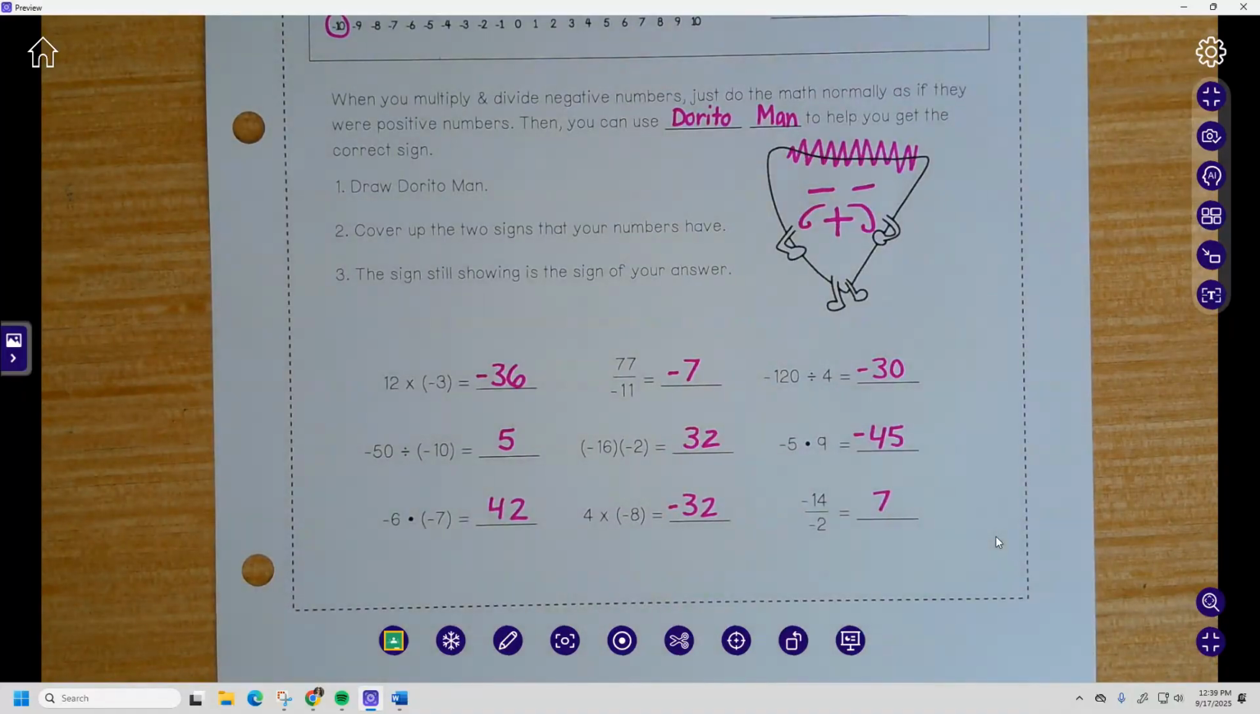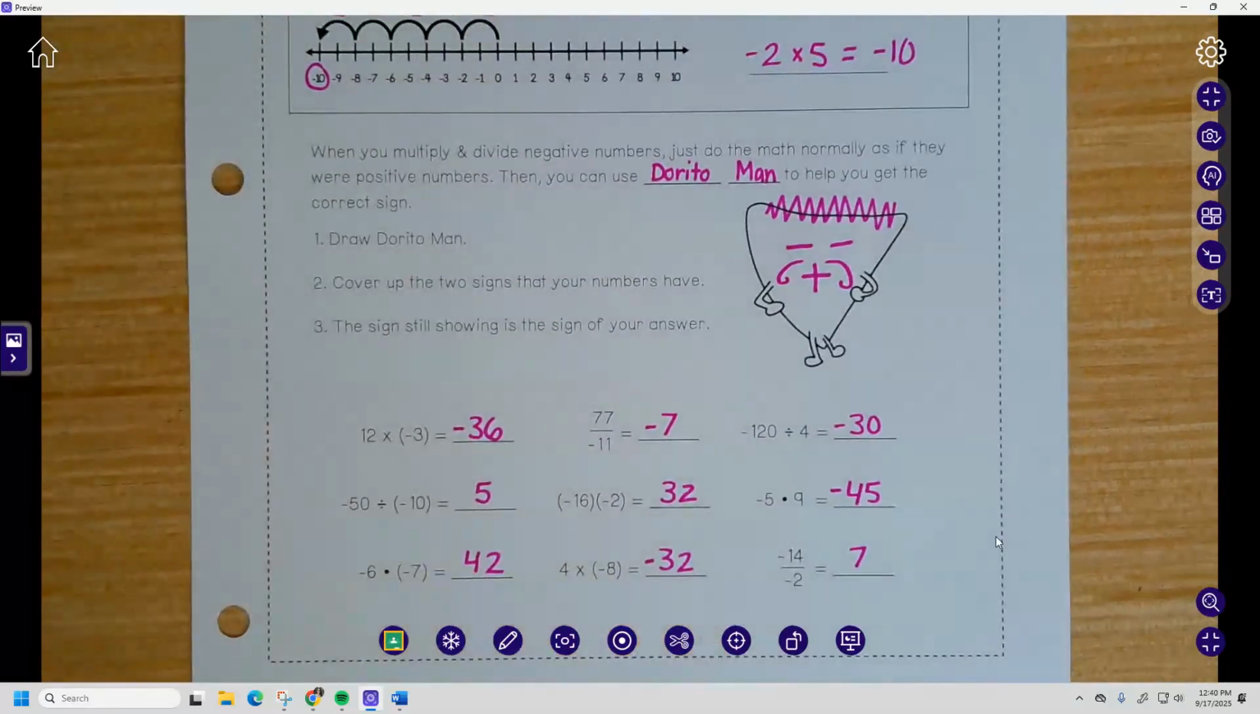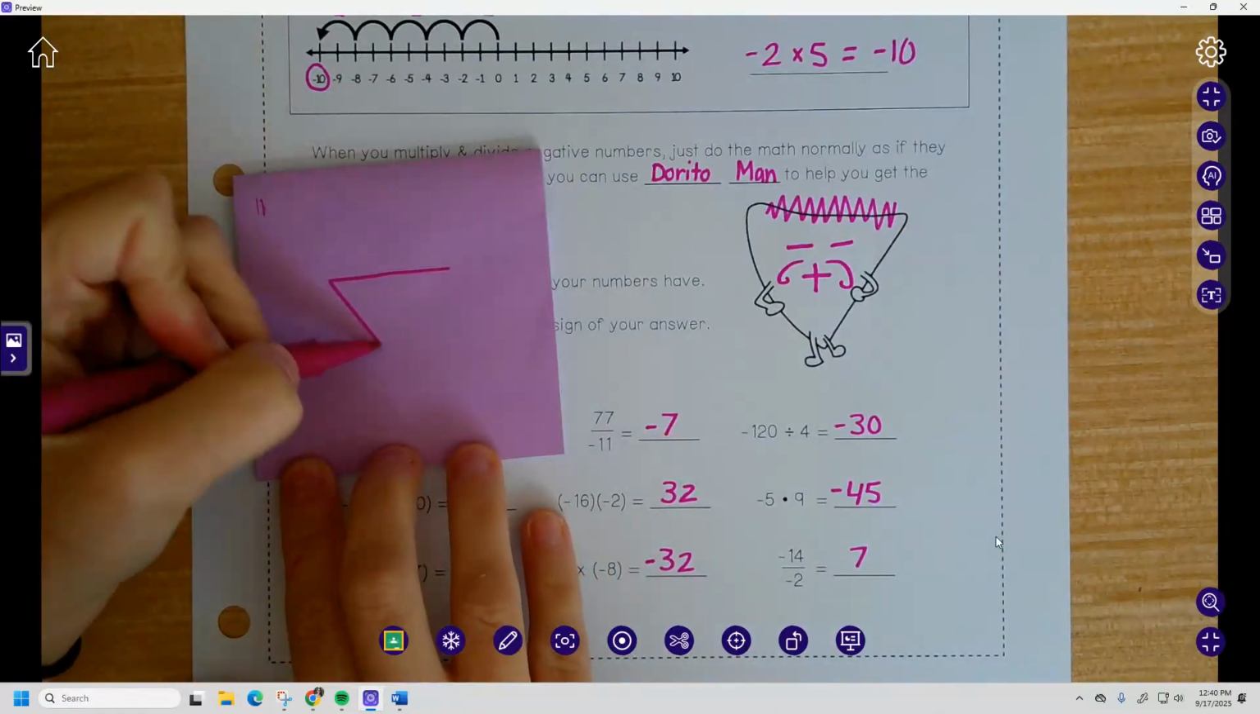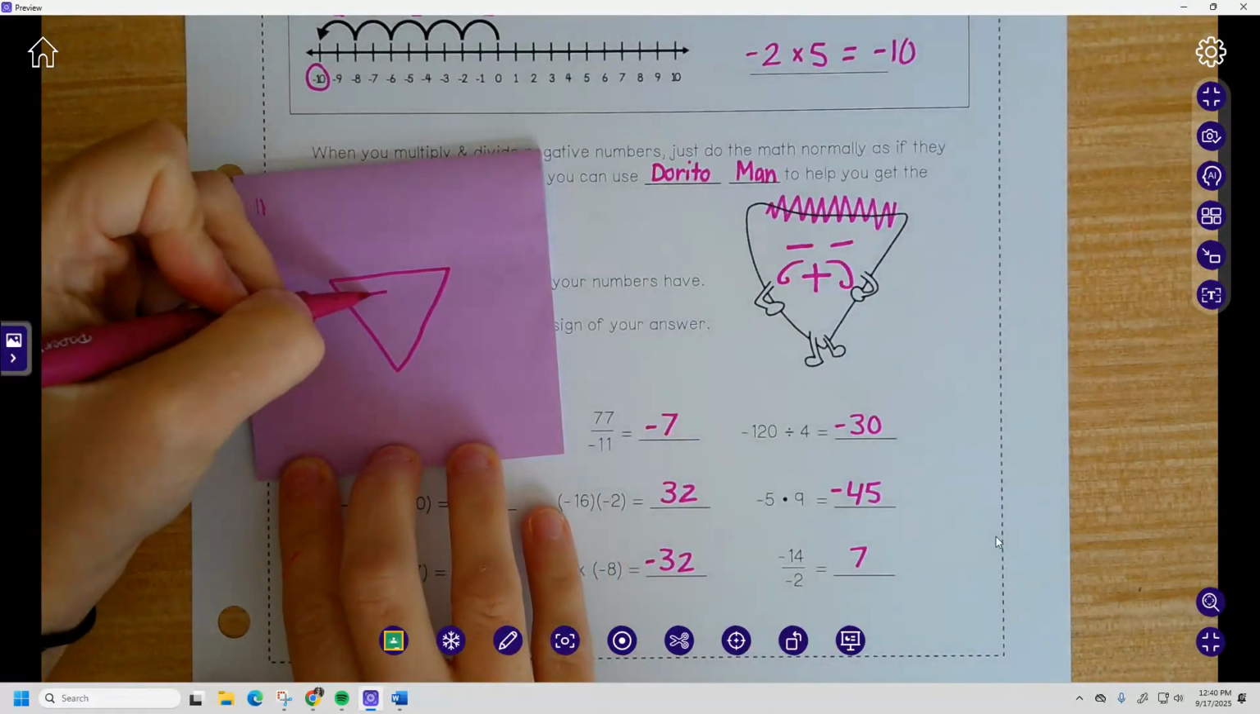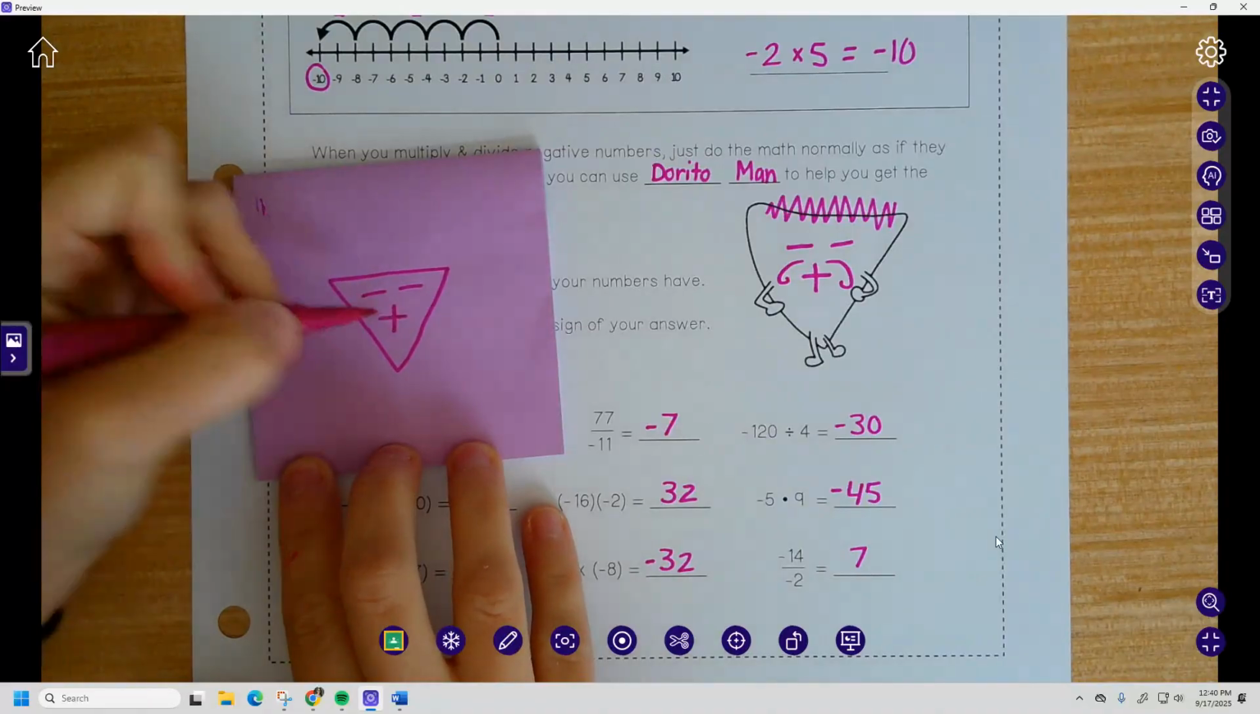So you won't really need Dorito Man for that long. He's just kind of there to help you get started on this. But remember, whenever you draw Dorito Man, like on a test, I would just make it real simple. I would just draw a triangle. And just remember, he's got the 2 negative signs and the 1 positive sign.